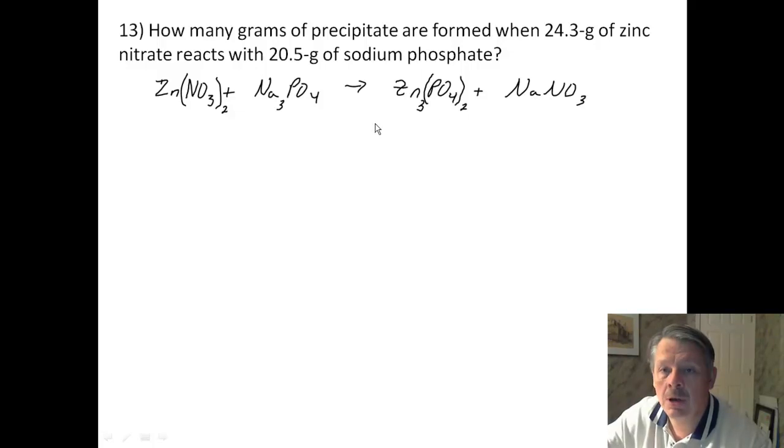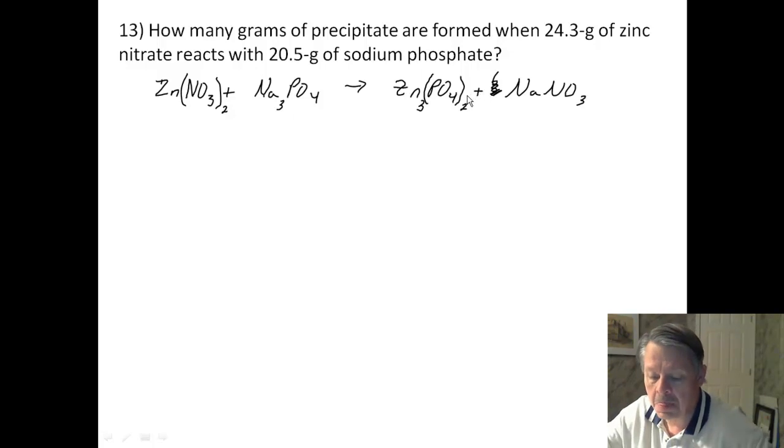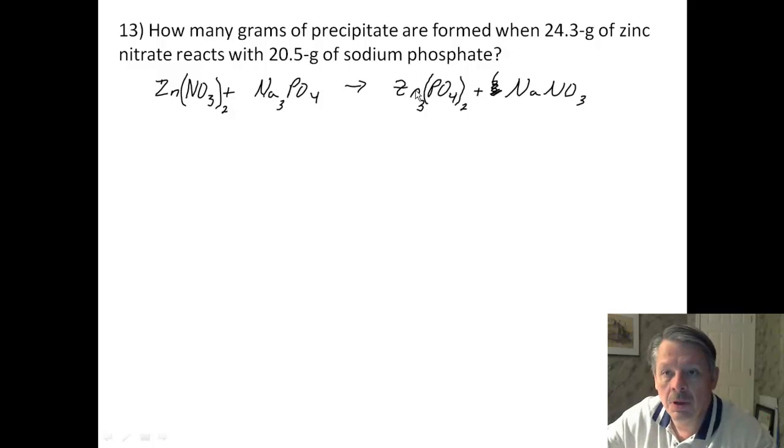So now I have to go and balance my charges. Let's see, I have to have 3 sodium, so I put a 3 over here, but I have to have only 2 nitrates, so that's not going to work, so I'm going to have to put a 6 over here to make this whole thing balance. Alright, so if I have to have a 6 there, then I need 6 nitrates, so 6 of those, I need 3 of those, I need 3 zincs, I need 2 phosphates, I have 2 phosphates, 6, yep, I'm all balanced.